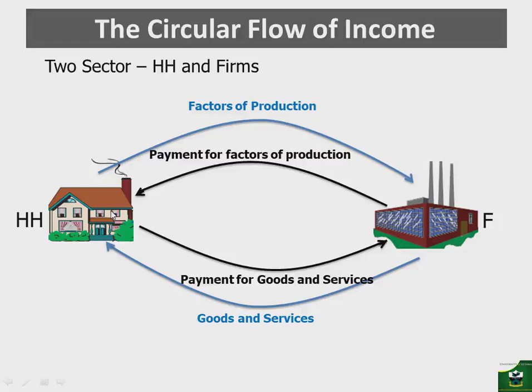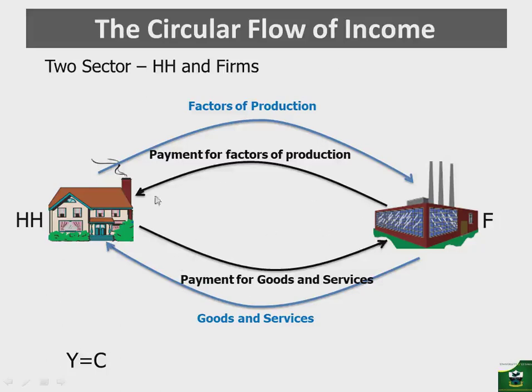And now that the households will have received payment for their factors of production, the households will use that money, which is the money income, to pay for the goods and services. Hence the name circular flow of income, because money will just be moving around from firm to household, firm to household. And now that we are only looking at a simple two-sector model where we only have the households and the firms, it means that whatever income the households receive, they use it for consumption.